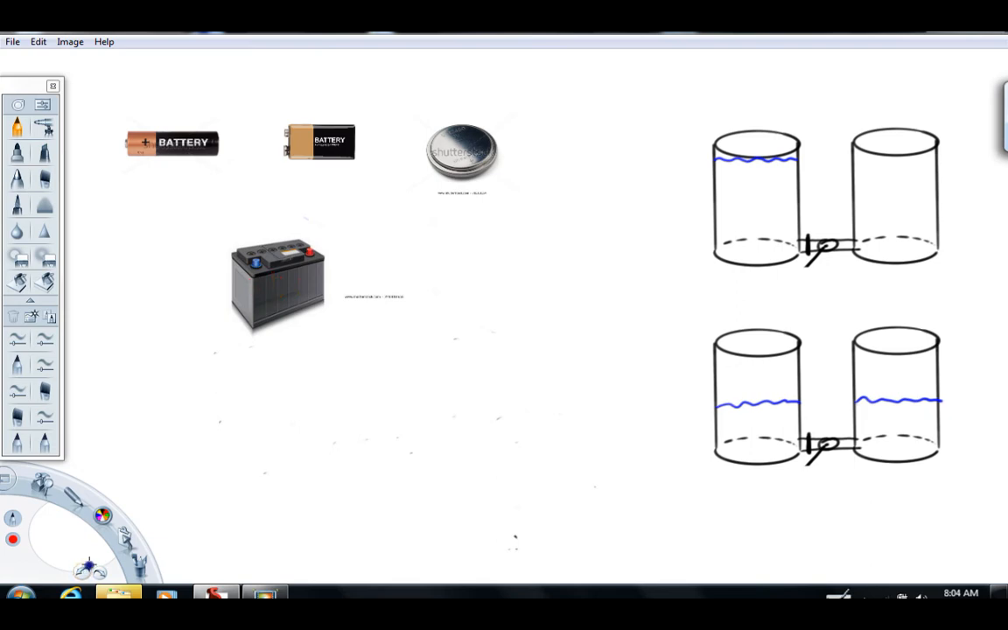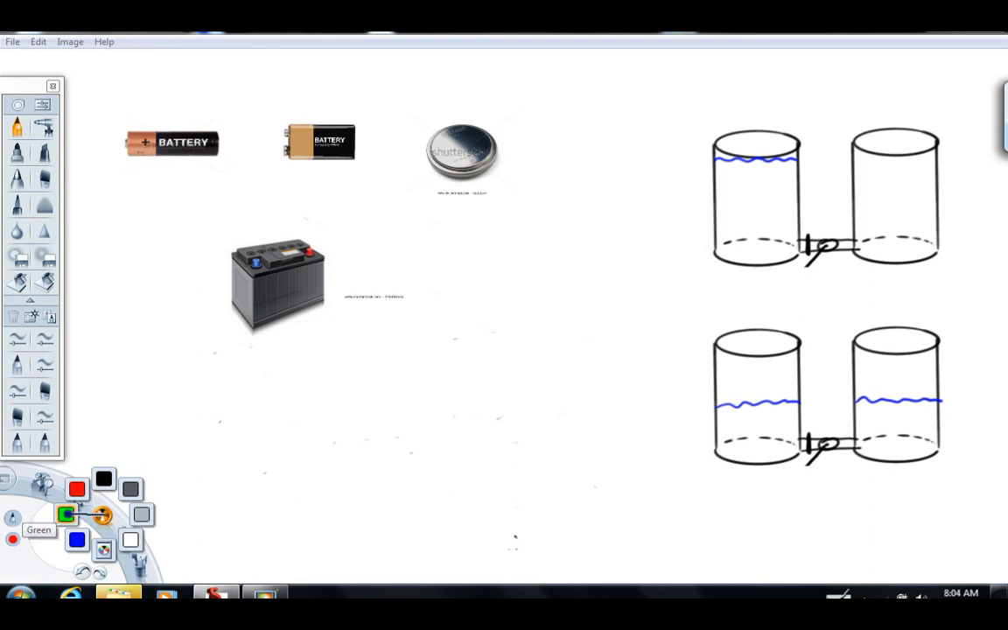Batteries store imbalances of charge. Now, the charge typically in batteries is stored chemically. But what I want you to imagine for this video, even though it's not entirely accurate, is a good way to think about it for understanding this part. Imagine that each terminal is connected to a plate.